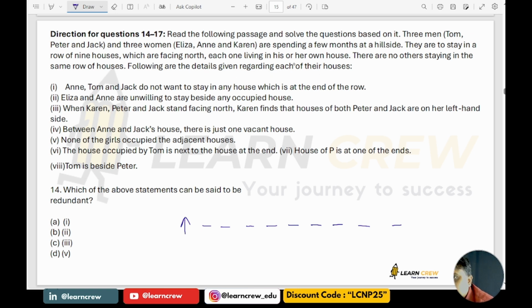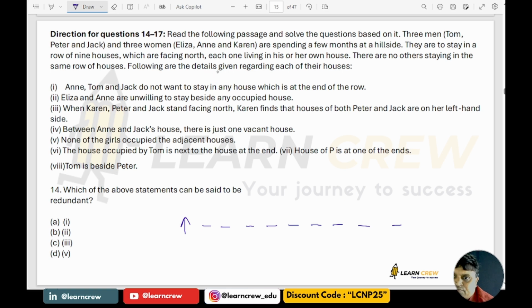Each one lives in his or her own house. 3 men and 3 women, total 6, and there are 9 houses, and there are no others staying in the same row of houses. So what you can say, there will be 3 vacant houses. In total you have 3 men, 3 women, and 9 houses.